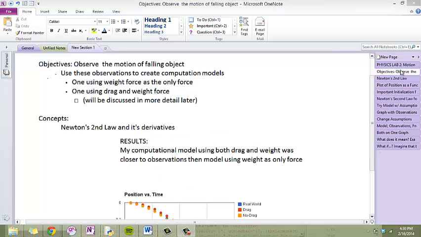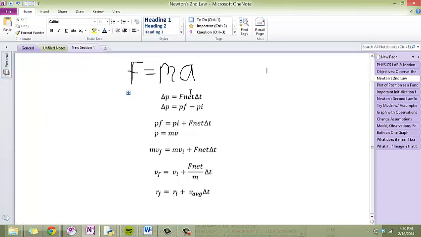Let's recall that Newton's second law states that F is equal to ma. With some alterations to this formula, we get equations that predict the velocity and the position of an object. These will be important later in constructing our Python scripts for the models.